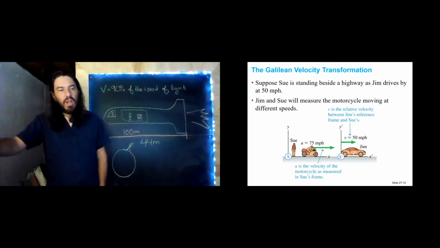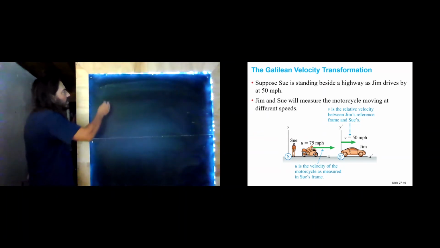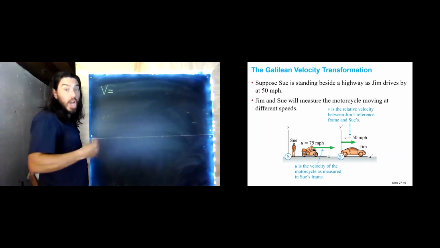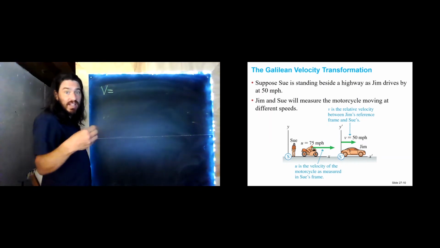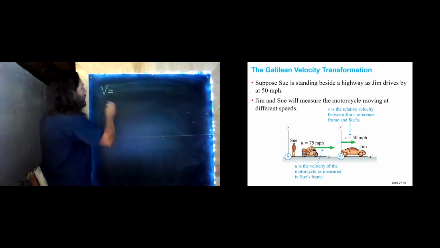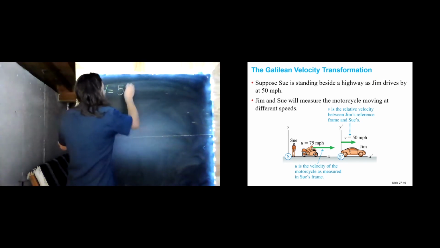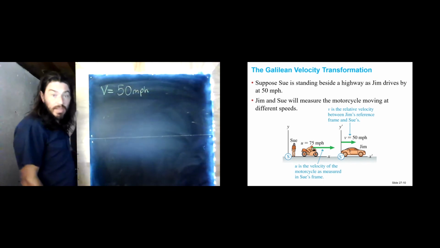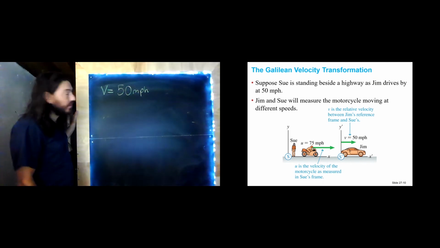In other words, we want to know, what is the velocity of the motorcycle as measured by Jim? Well, let's write down the different quantities, and I think we'll see that we do come up with 25. Okay, so what are our quantities? Well, in this case, v is the velocity of the reference frame. And since we're asking according to Jim, well, Jim is an experimenter within Jim's reference frame, within the S prime reference frame. So that means that v is 50 miles per hour. That is how fast the S prime reference frame is moving with respect to the S reference frame.